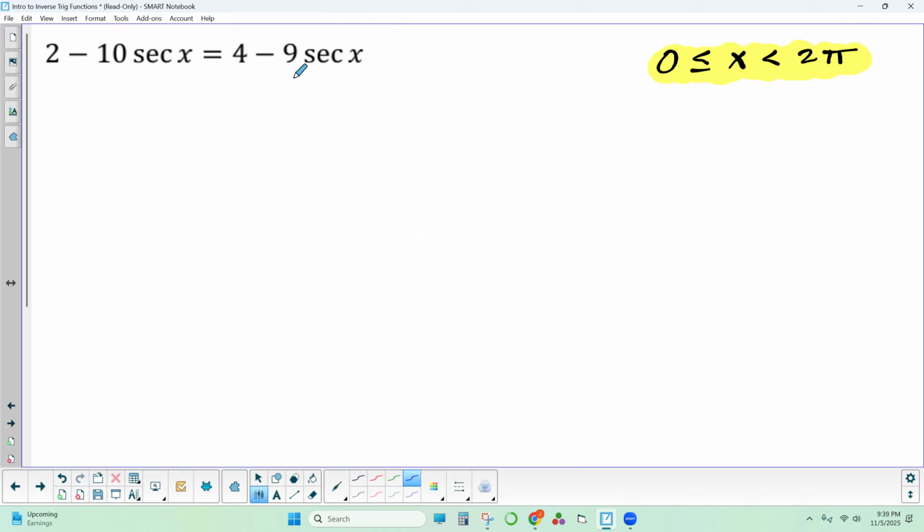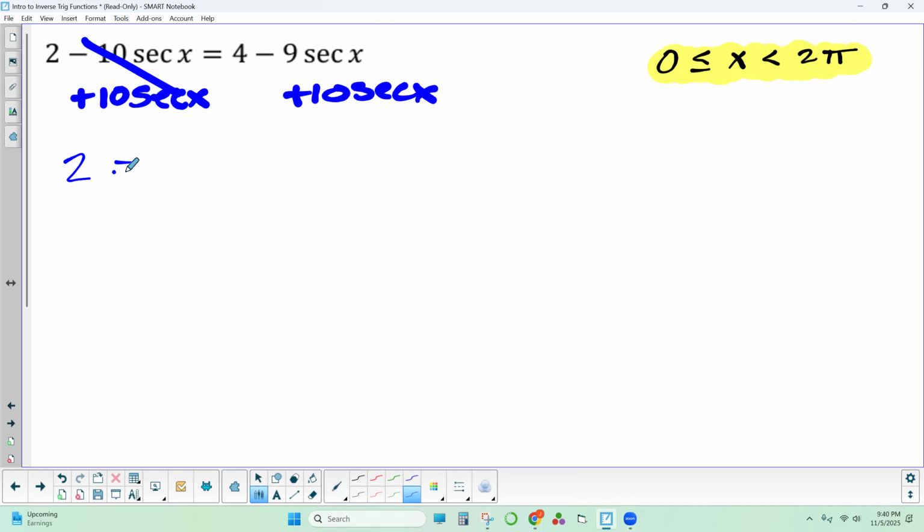I'm going to move -10 secant x to the right, so I'm going to add 10 secant x to the other side. That's going to cancel. 2 is what I'm left with, equals 4 plus secant x. Now I'm going to subtract 4. So 2 minus 4 is -2, and now I've isolated my function.